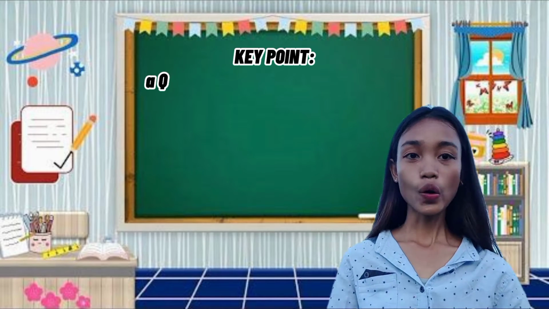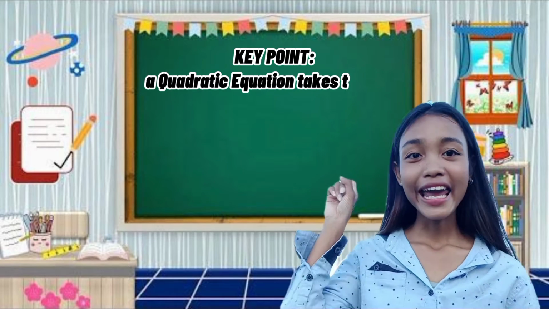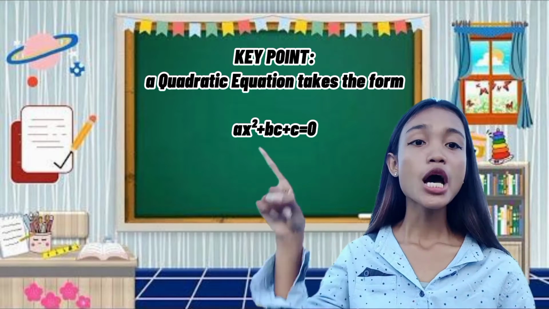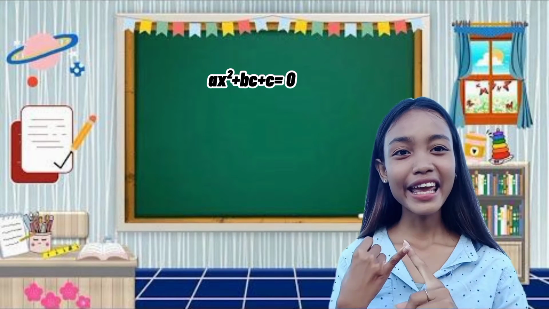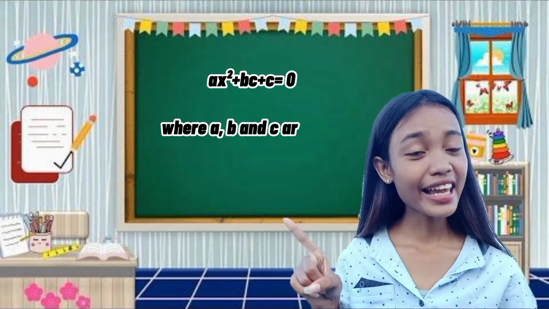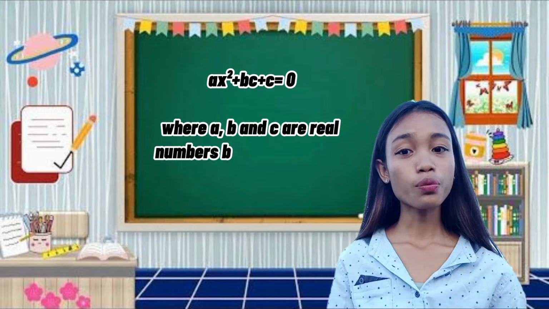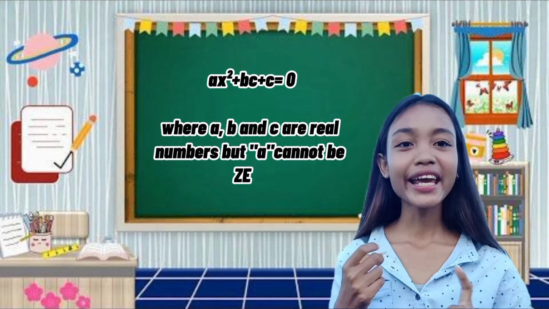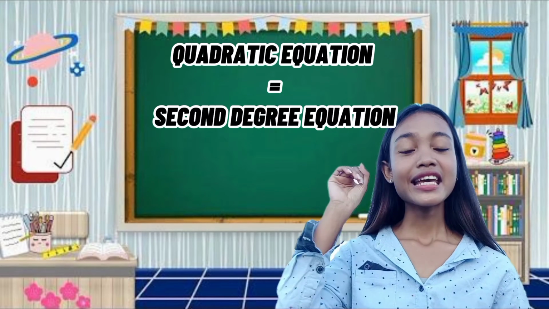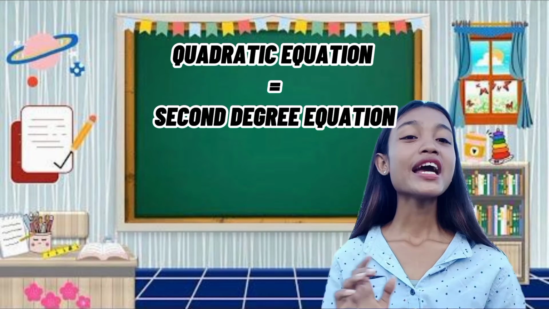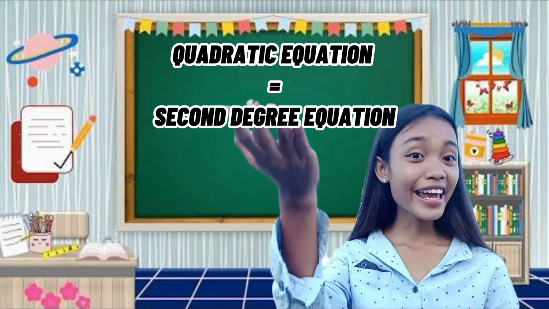A quadratic equation takes the form ax squared plus bx plus c equals 0, where a, b, and c are any real numbers, but the variable a cannot be 0. So remember, a quadratic equation is a second degree equation. It is a second degree equation.